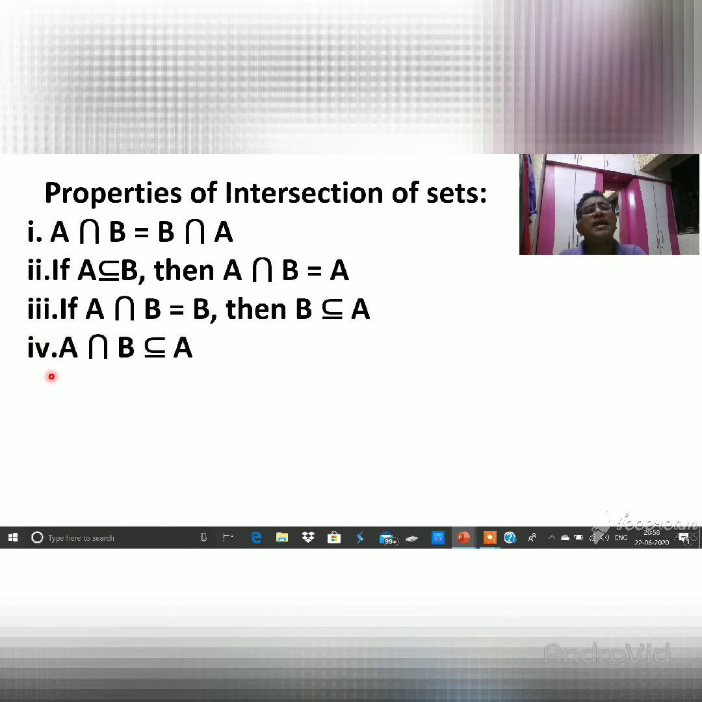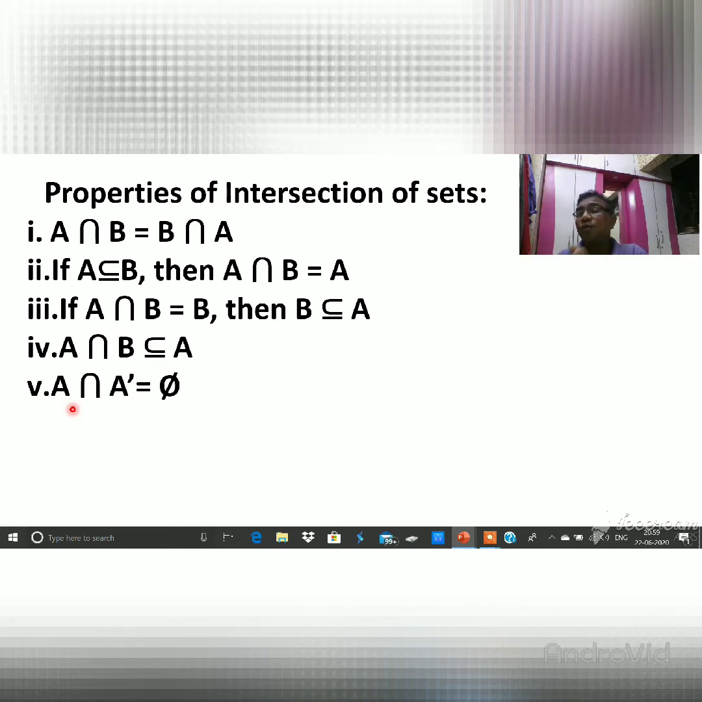The fourth property says A intersection B is a subset of A. A intersection B means whatever is common between A and B, and that is a subset of A. And the last property, A intersection A complement. Complement of A means what? Whatever the elements of A are, those are written here. Complement means the elements of A are cancelled from the universal set.